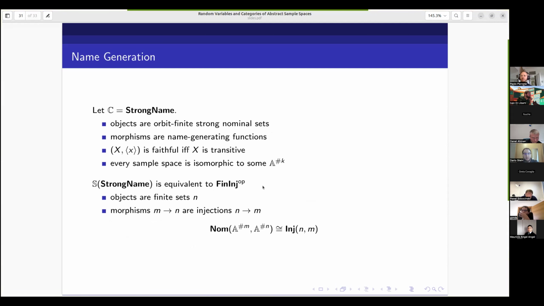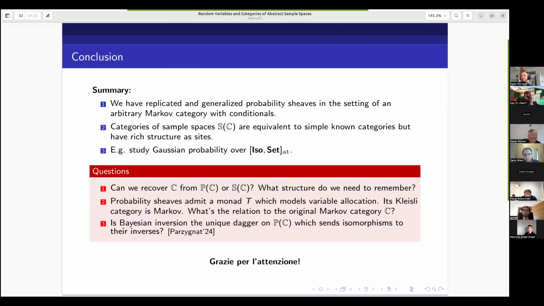And lastly, we can do the same story for name generation, which is a Markov category. There we show that every faithful sample space is isomorphic to a space of the form k-fresh names and taking its orbit. So sample spaces of name generation are equivalent to the opposite of finite sets and injections. And here, there can be no category theory talk without a Yoneda lemma somewhere. So that's what's going on.